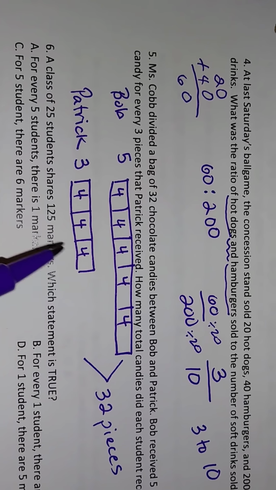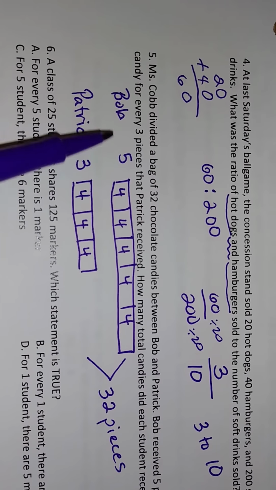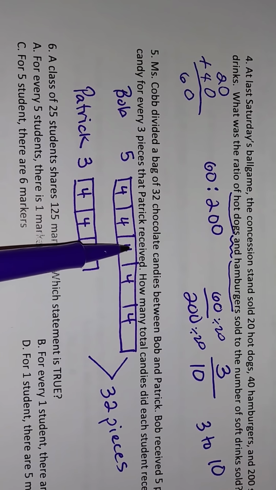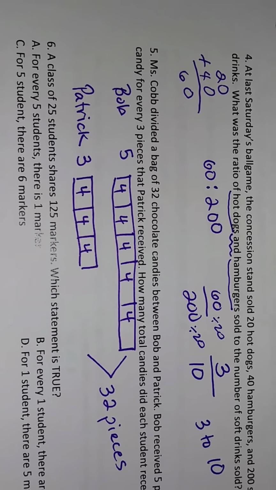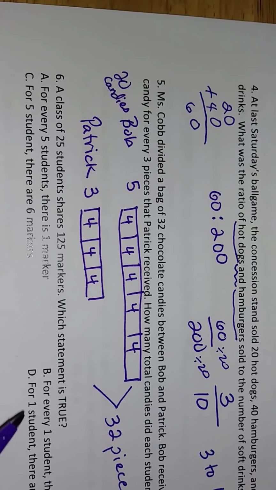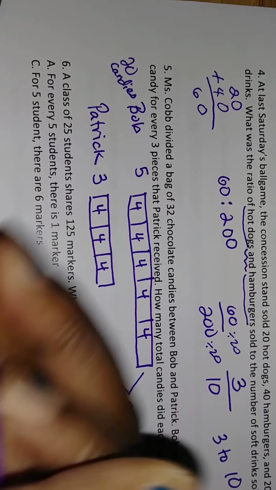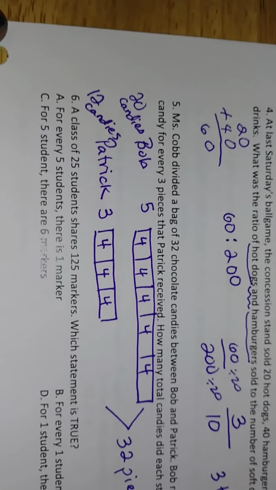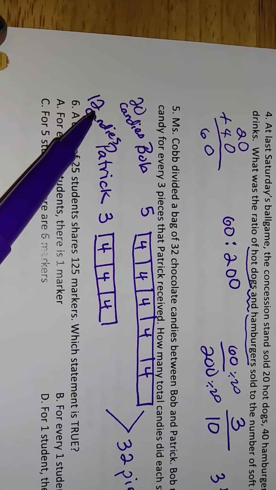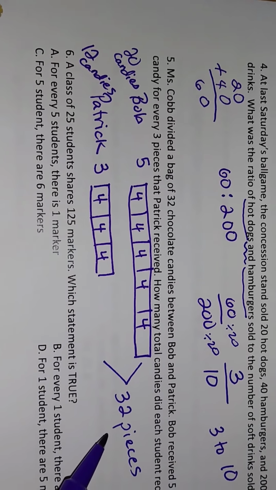So now I can see how many pieces they each get. Bob received 4 plus 4 plus 4 plus 4 plus 4 for a total of 20 candies. And Patrick received 4 plus 4 plus 4 for a total of 12 candies. And look at that. We know that 20 plus 12 equals 32.